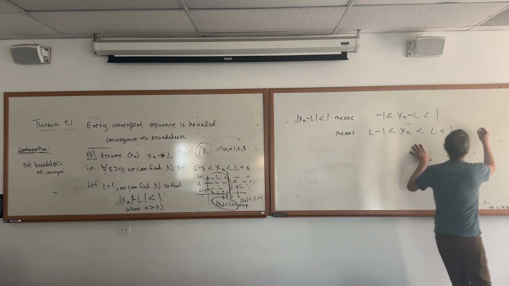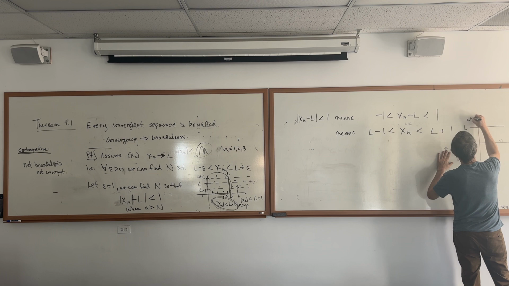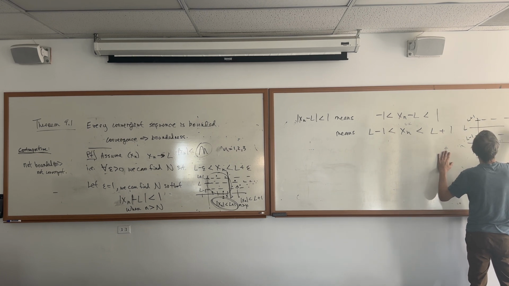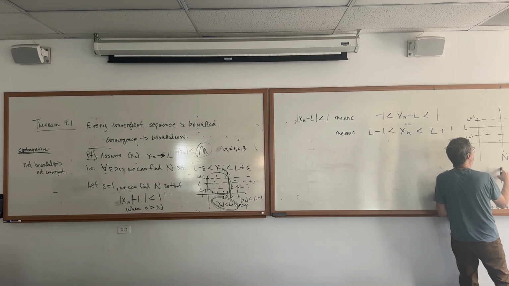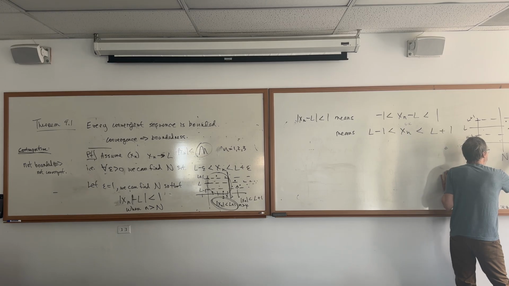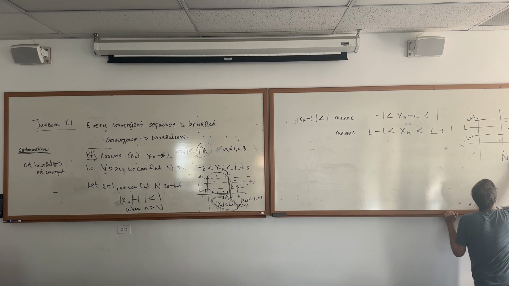So let's draw the picture over here just to make sure we have it again. Here's L plus 1, here's L minus 1. And what I'm saying is I found the cutoff, capital N. We're not even thinking about what's before that, but all the x sub n's live inside there then. So all x sub n past this point fall between L minus 1 and L plus 1.